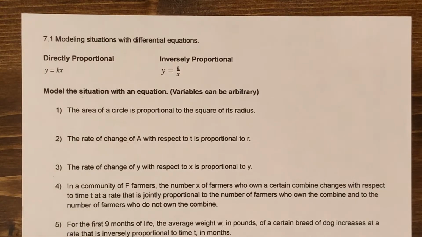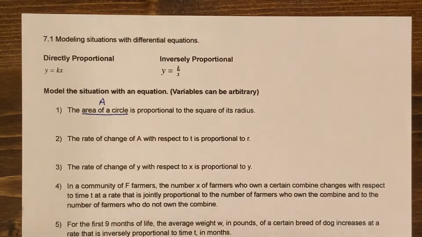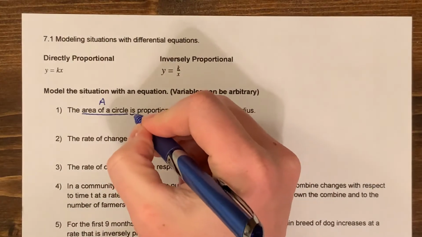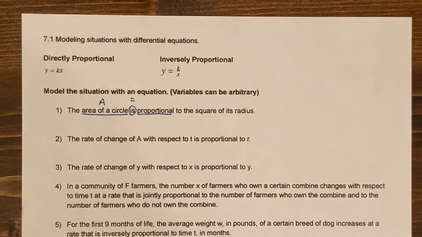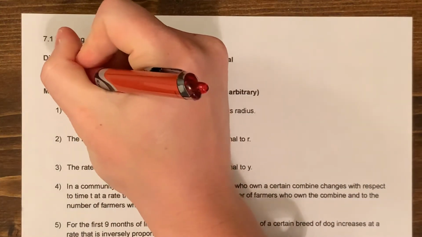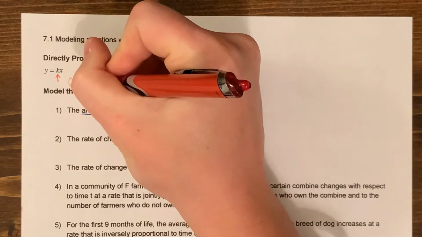So for the first one here, the area of a circle is proportional to the square of its radius. Okay, the area of a circle. So if we have the area of a circle, we could say that that would be A is, so when we're writing equations, it is always an equals, proportional to the square of its radius. So they are proportional. If it just says proportional, it doesn't say inversely proportional, then we're talking about this direct proportionality here. Now, anytime that we're doing these proportions here, we have to have this variable here, and we're going to call that our constant of proportionality.